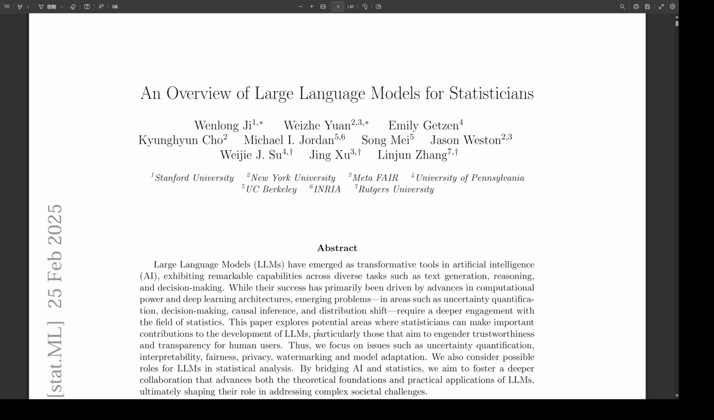So over the course of this deep dive, we'll be exploring the fundamental principles behind LLMs, their intricate architectures, the training processes involved, and then we'll get into some important considerations about their trustworthiness and the potential they hold for statistical analysis. It's a pretty exciting roadmap. Let's jump right in. Yeah, let's do it.